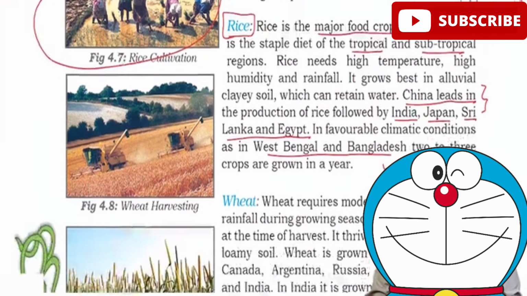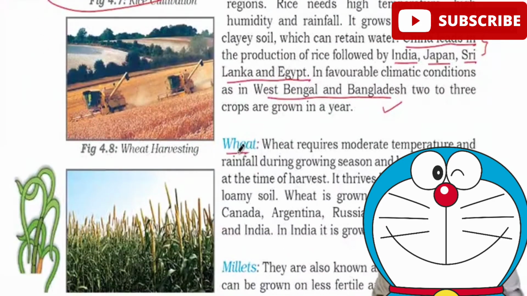Then the second important thing is wheat. Wheat has a peculiar feature where it requires moderate temperature, that means less temperature, and moderate rainfall. The meaning of this is more or less you have good rainfall during the growing season. In India, Uttar Pradesh, Rajasthan, Madhya Pradesh, Punjab and Haryana are the regions good for growing wheat. And they are good to grow wheat in winter.